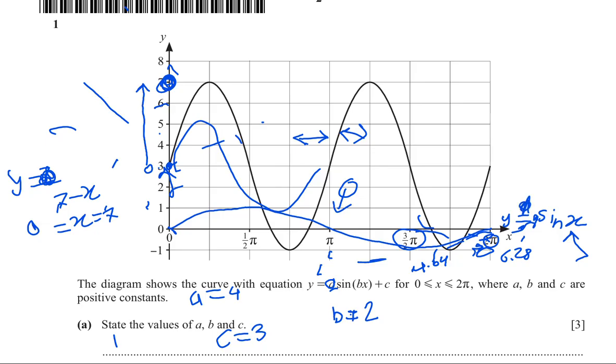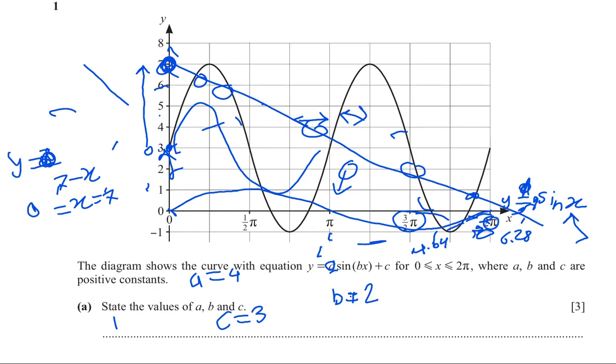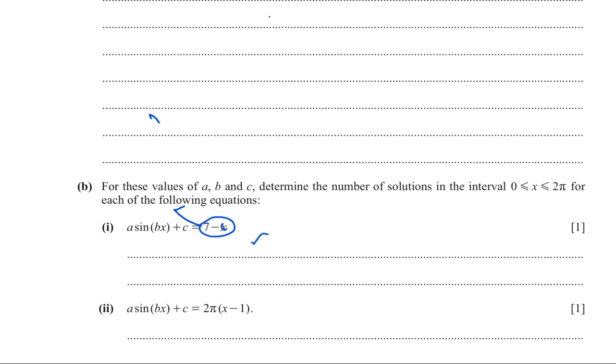So if we draw a line from where the 7 is, this line goes like this. How many points does it cut? It cuts 1, 2, 3, 4, 5. So it cuts 5 lines. So the answer would be 5, the number of solutions. Okay, then comes 2 pi x minus 1. That is, the gradient is 2 pi, intercept is minus 2 pi.